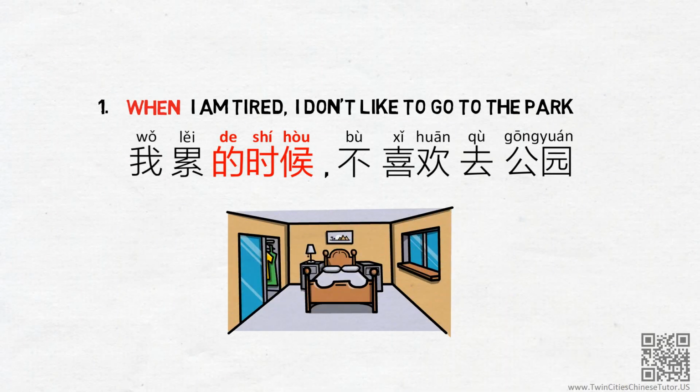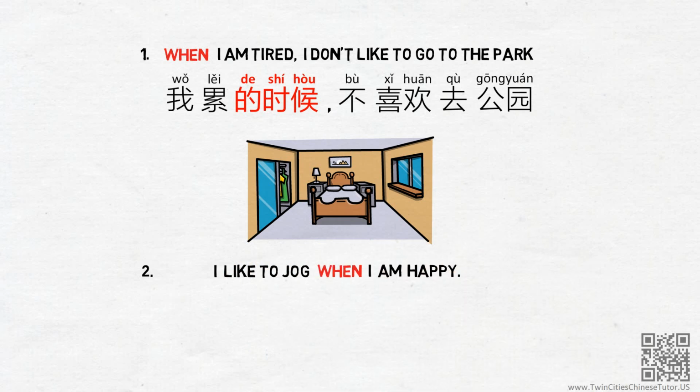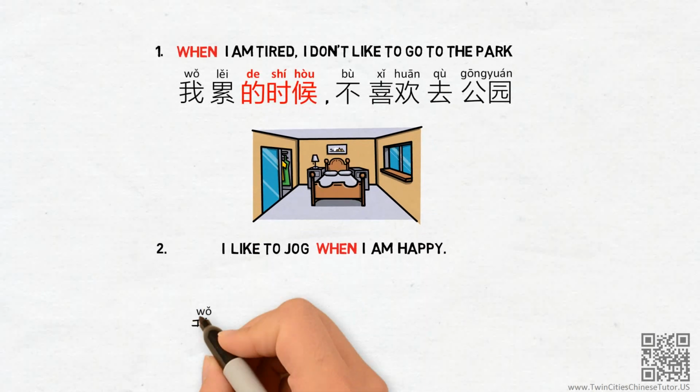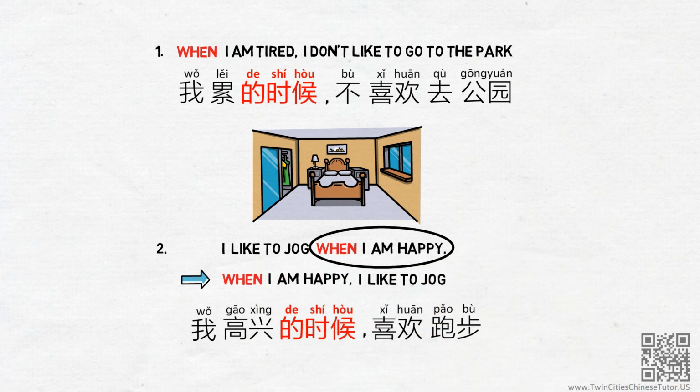Now let's move to the next level. How do you say in Chinese, I like to jog when I am happy? The answer is, 我高兴的时候喜欢跑步. This one might confuse you a bit, because in English, I move the phrase, when I'm happy, to the end of the sentence, instead of keeping it in front like the last challenge. When you translate it to Chinese, we first have to move the phrase to the front and construct the sentence as, when I am happy, I like to jog. Otherwise, you won't be able to translate it correctly.